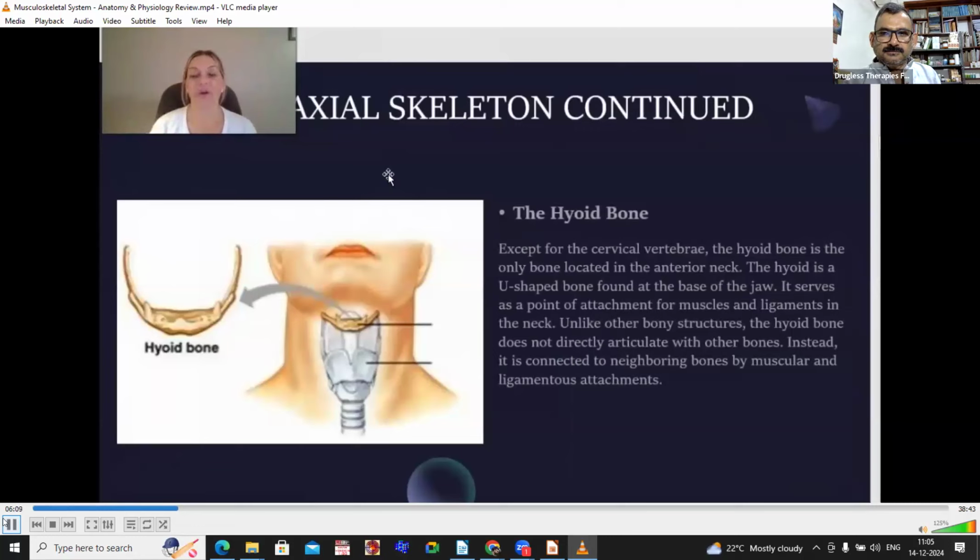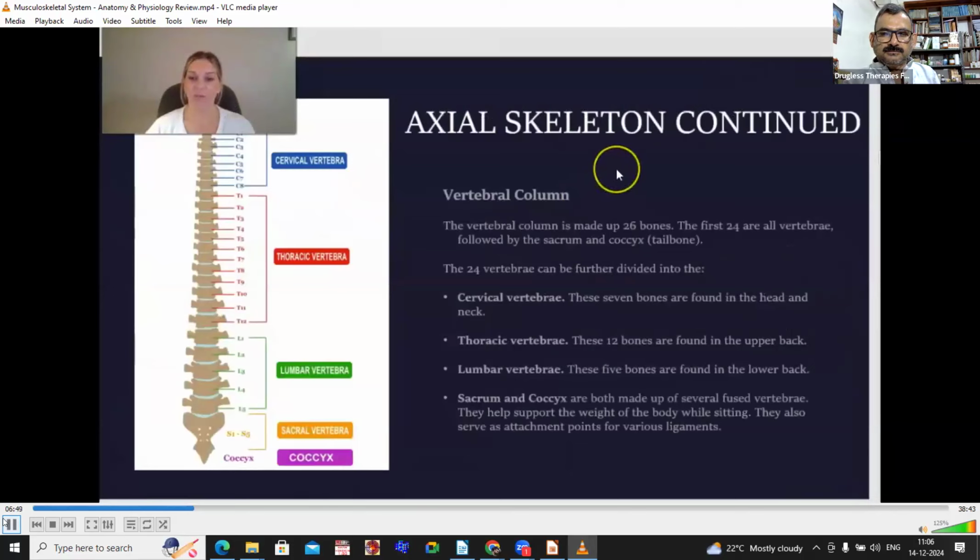The hyoid bone is not connected to other bones directly, but instead is connected to neighboring bones by muscular and ligamentous attachments. We have the vertebral column, or the spine. The vertebral column is made up of 26 bones. The first 24 are all vertebrae. Here, it is displayed very neatly.